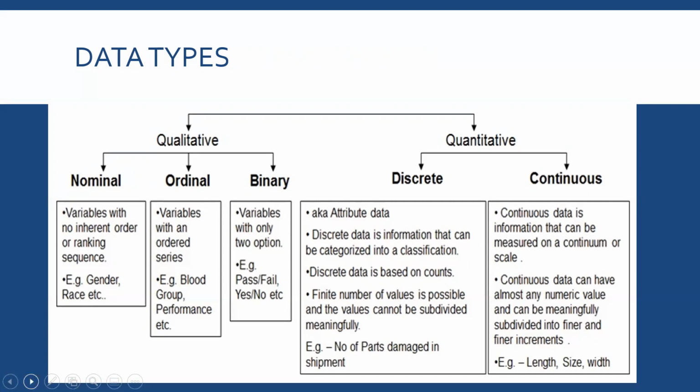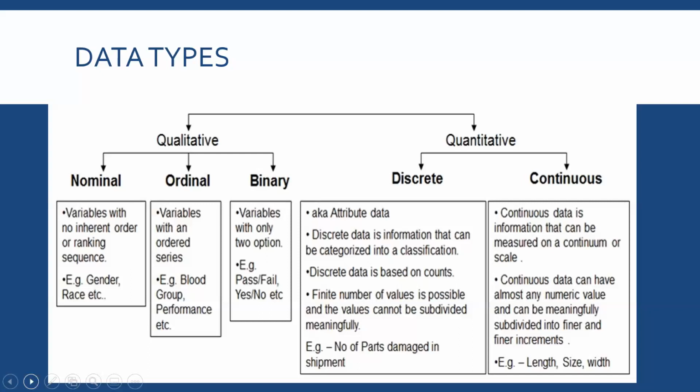Binary: these are variables with only two options, such as pass and fail, yes or no. These are what we call binary. On the other side, quantitative data is the most common that we will see in real applications. Nominal, ordinal, and binary, I did not see a lot of information on, but they're still important. However, continuous data is information that can be measured on a continuum or scale.